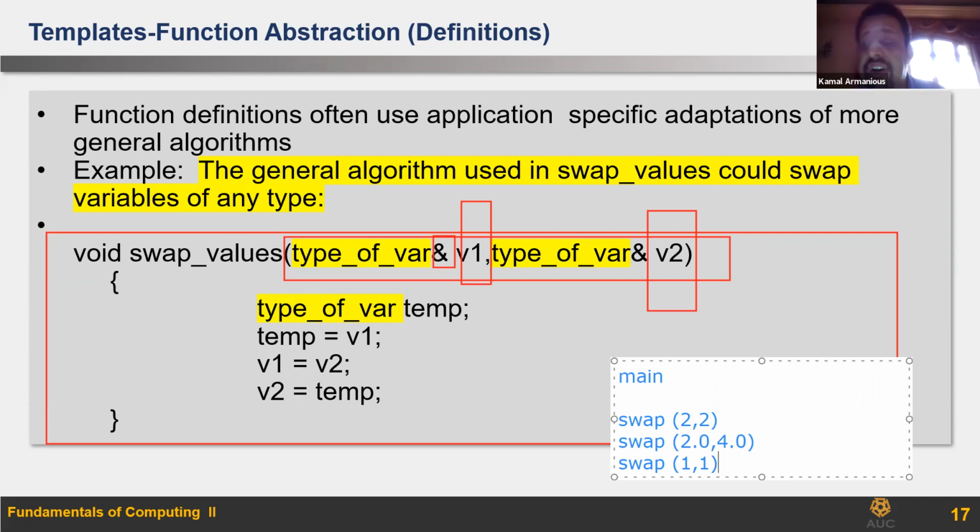This is called a function template, and this is what's called a function abstraction. Function abstraction means making it abstract from a specific data type. Okay, thank you, Hannah. Okay, let's go back.